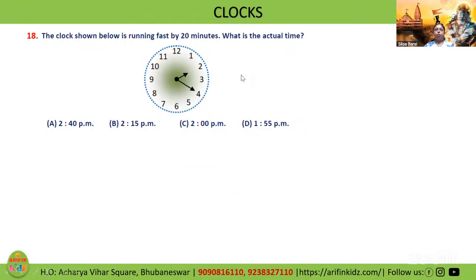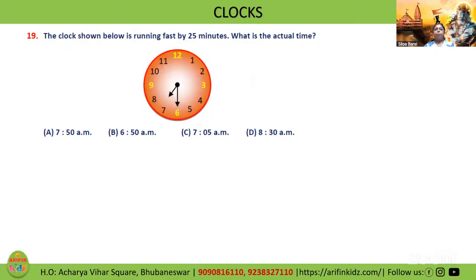Next, all of you do the same question. The clock below is running fast by 25 minutes. Let us see, fast by 25 minutes means the clock showing time is 7:30, beta, and it is fast. Fast means how much time is it fast? 25 minutes fast. So do the minus. So it is 7:05, beta. It is 7:05. Answer is option number C. Very good.